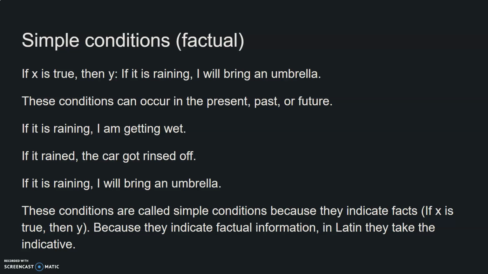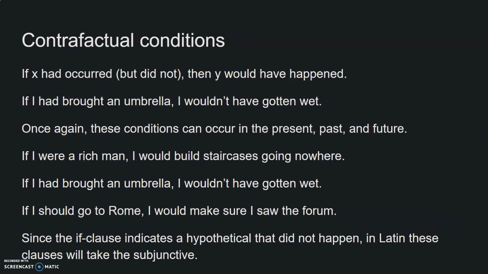Now, there's a second type of conditions that are not factual. In fact, we call them contrafactual conditions because rather than if X is true, then Y, contrafactual conditions show if X had occurred, but did not, then Y would have happened. Notice, if something had occurred, if this had happened, then Y would be true, but it didn't ever happen in the first place, or is unlikely to happen in the future, therefore it's not a factual condition.